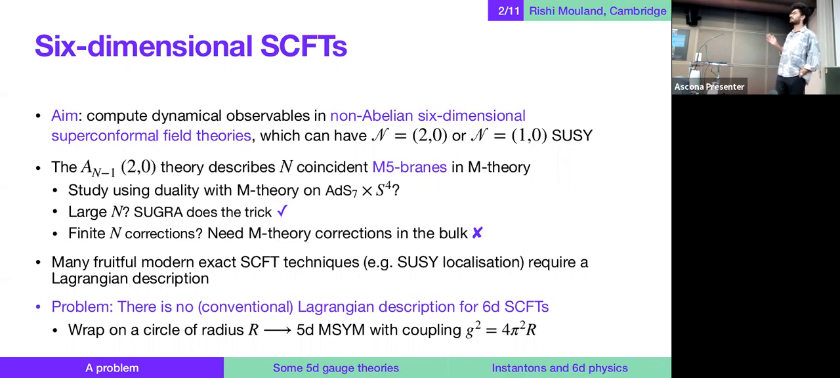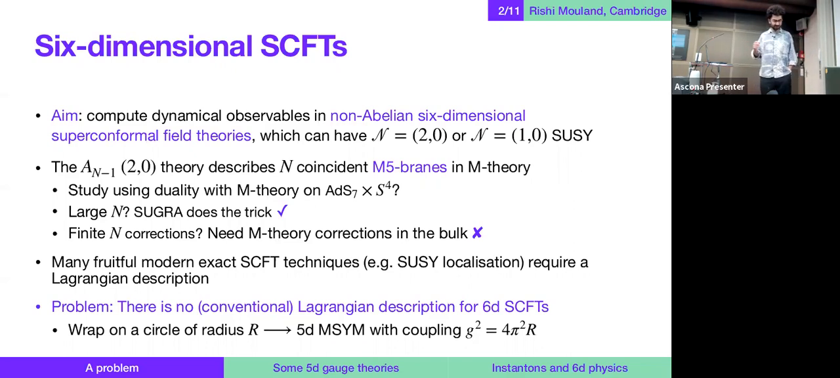And indeed, this does open the window to using holography to study these models. And indeed, in the large N limit, in the bulk, the supergravity approximation is very, very good. And we have a lot of control. Big problem here, and Fernando touched upon this at the start of the week, is that if I go to finite N, this corresponds in the bulk to M theoretic corrections to supergravity, which, beyond leading order, we don't really have much control over at all.